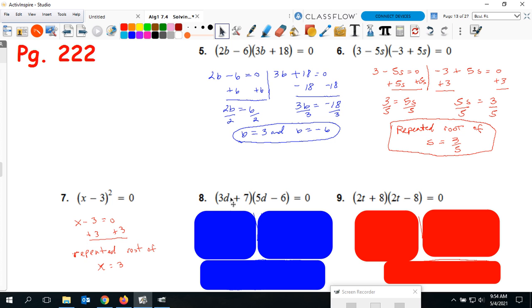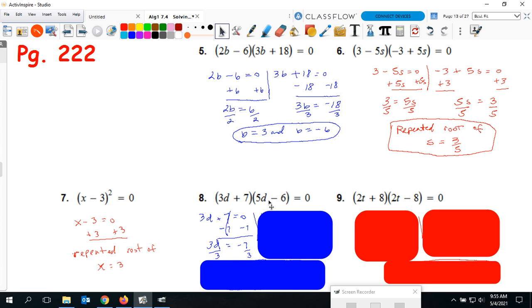Number 8, set each factor. Now these are going to be different answers. They're different binomials. So the first one here, you're going to say 3d plus 7 is equal to 0. If I subtract 7 from both sides, I get 3d is equal to negative 7. And then divide by 3. I'm going to get a negative 7/3 as an answer for this first one.